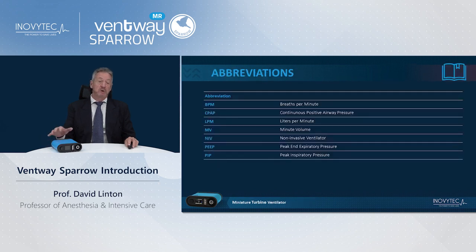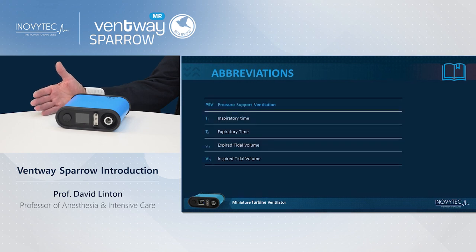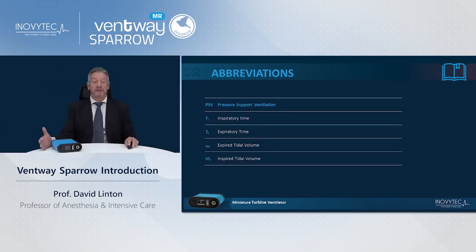The abbreviations we use in the user interface and in the manual are exactly the same ones that are used internationally on other ventilators, like breaths per minute, continuous positive airway pressure, liters per minute volume, non-invasive ventilation, positive end expiratory pressure, peak inspiratory pressure, and standard terminology of the type of ventilation like pressure support ventilation, and the inspired time, expired tidal volume, and inspired tidal volume.